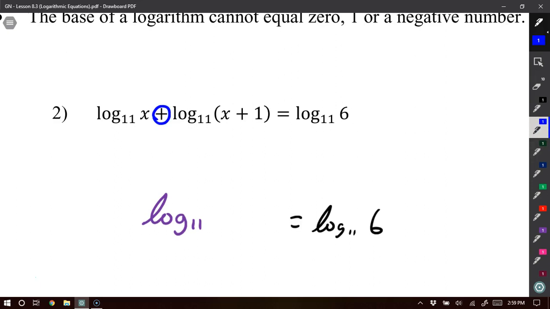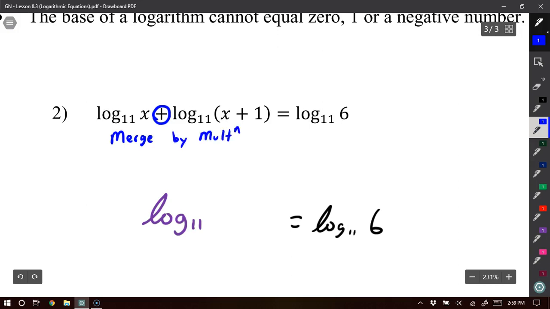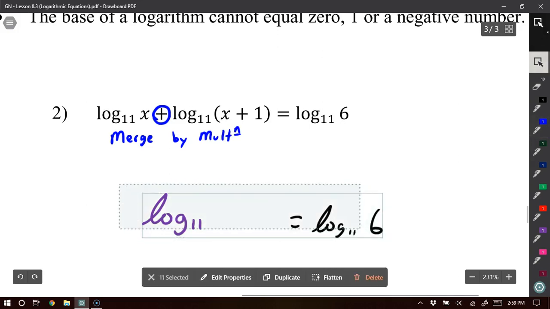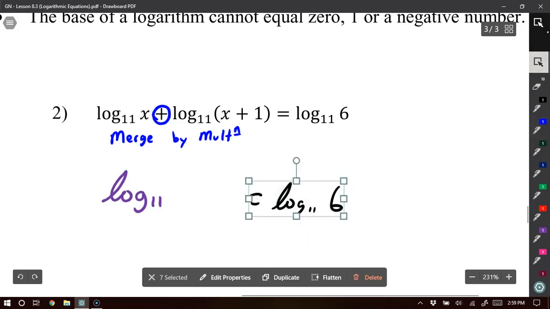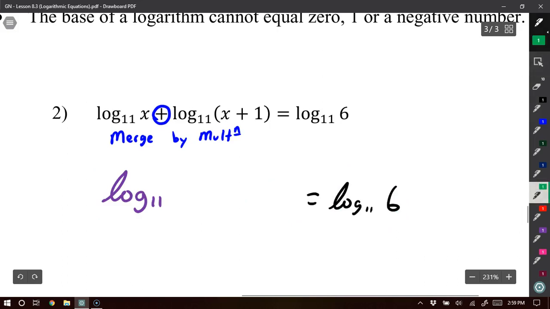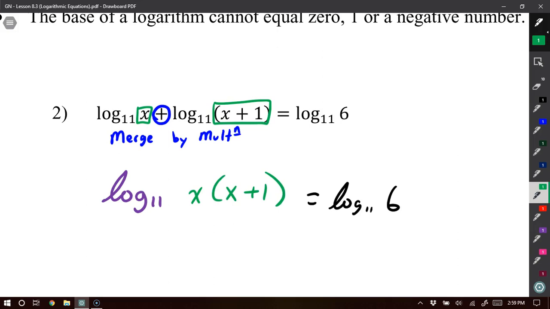And so we looked at, well, when you're adding 2 logs, that's like adding powers. So I'm going to merge by multiplication. And so I'm going to take my x, and I'm going to take my x plus 1, and I am going to multiply those together. That allows me to merge. So when I see a plus sign or a minus sign, I have to merge first before I start solving. Now I go to the solving part.